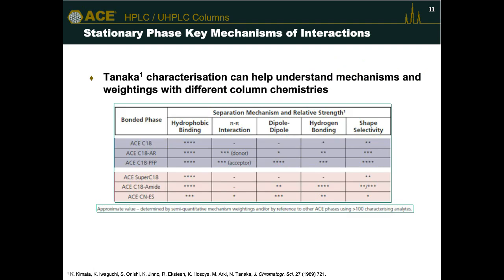So how do we understand the different selectivity, the different mechanisms on these different column chemistries? Well, we use what's called the Tanaka characterization protocol, which I've cited there at the bottom of the slide. We use this approach for designing our stationary phases and also ensuring we can understand the mechanisms of interaction. On the slide now you can see 6 different column chemistries, and we can see 5 different mechanisms of interaction: hydrophobic binding, pi system interactions, dipole-dipole interactions, hydrogen bonding, and shape selectivity.